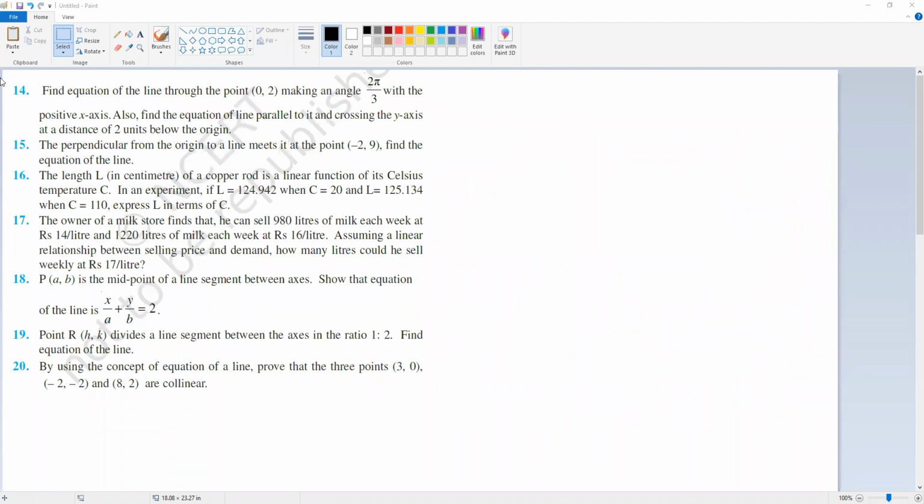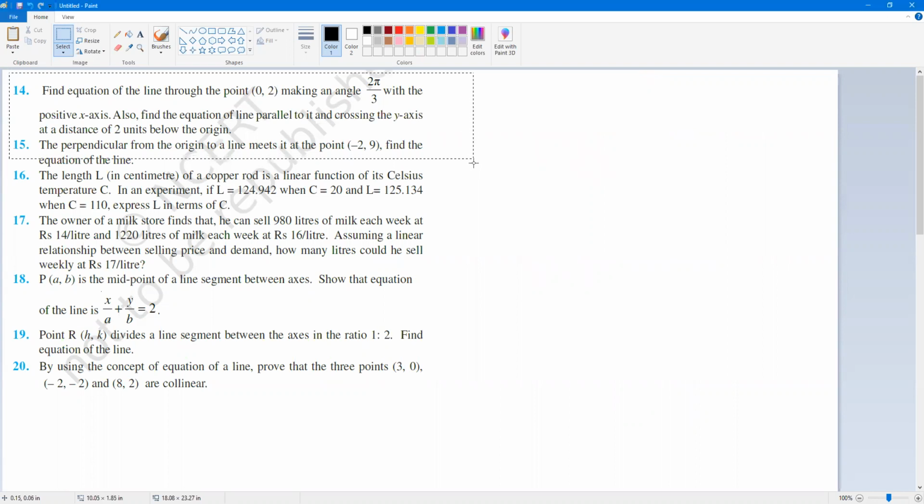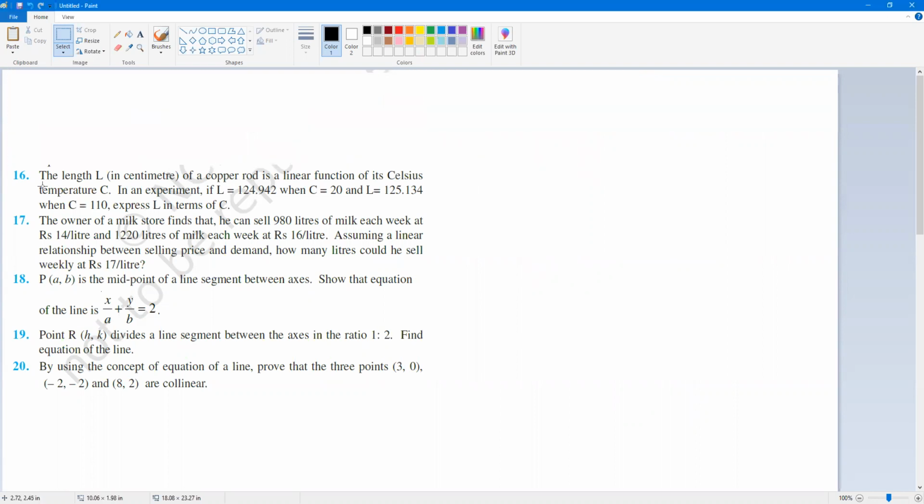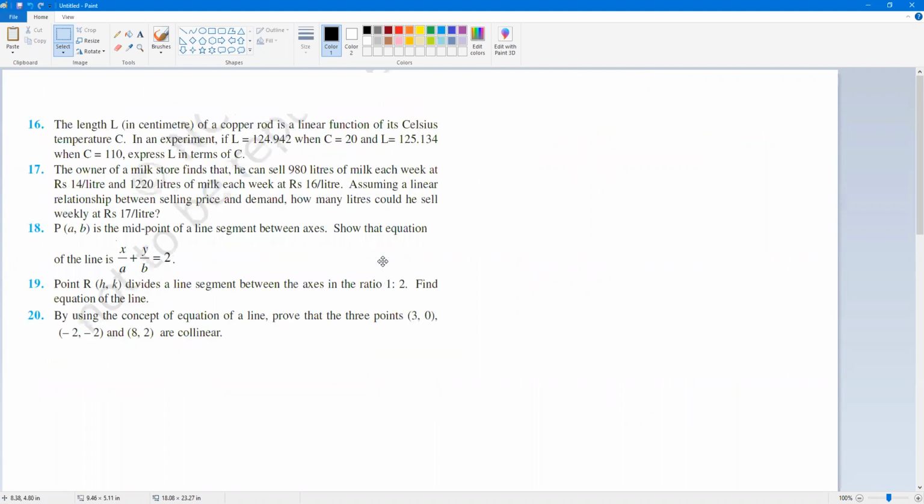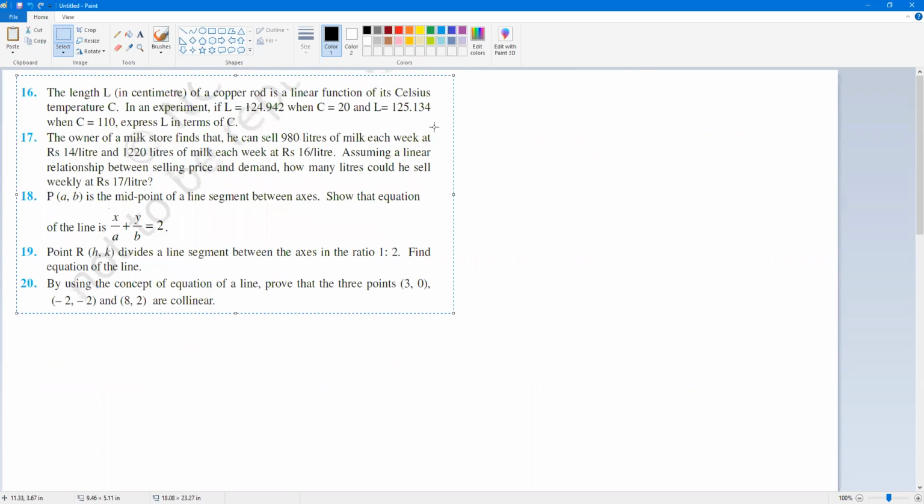Now next question. Both are important concepts. If two lines are parallel, their slopes are equal. If two lines are perpendicular, their slopes are negative reciprocals of each other.